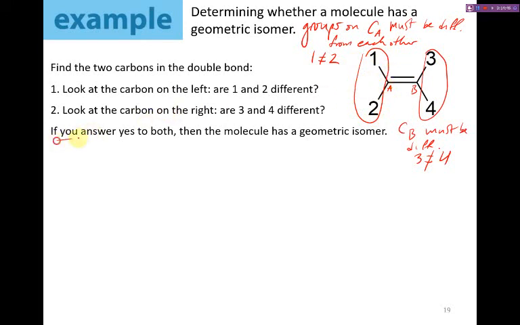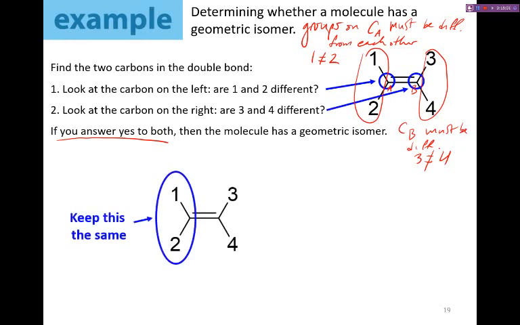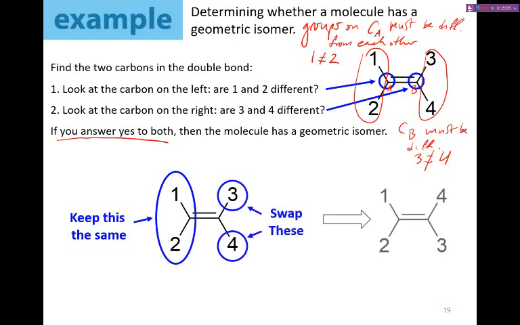And in both cases, if 1 is different from 2 and 3 is different from 4, then that molecule can have a geometric isomer. So to make that geometric isomer, what you'll do is the following. You keep one of the two sets the same and rotate or swap the other two, as if we swap the location of 3 and 4. These two molecules then are geometric isomers.